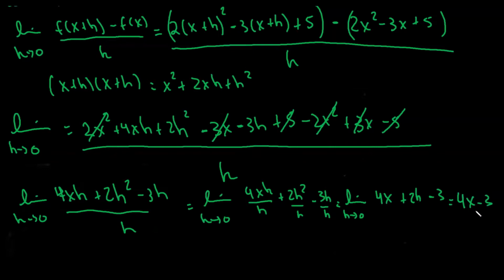It's okay if your answer is in terms of x. It doesn't have to be an actual number. It could be in terms of x, and you can leave it like that. Just a little mistake I made here: there should be no equal sign. It should not be there. And this answer here is the derivative. So f prime of x is equal to 4x minus 3. Alright, let's move on to the next question.